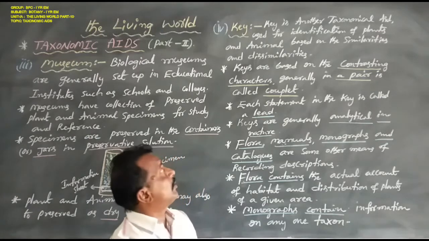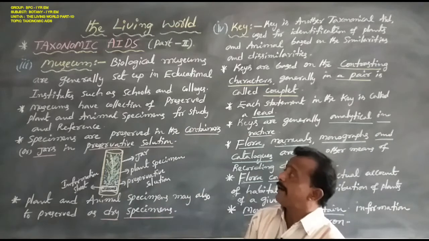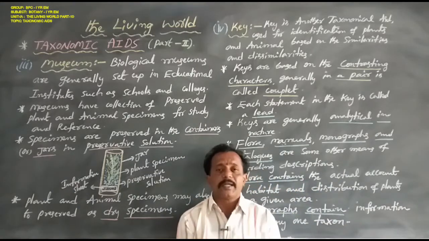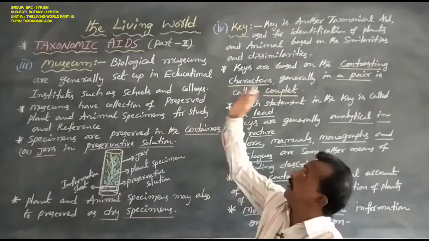This is about the key. So this is about the taxonomical aids such as herbarium, botanical gardens, museum, and key.